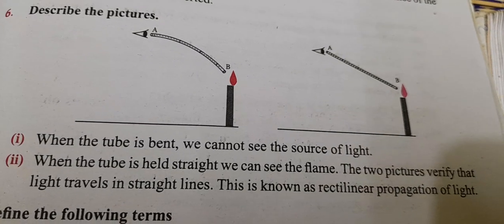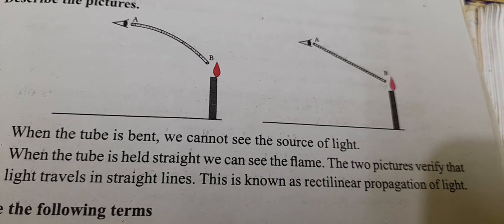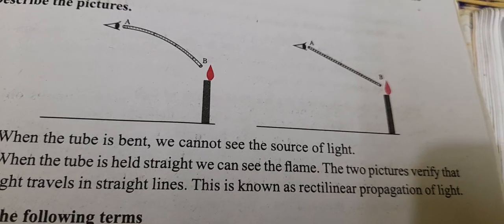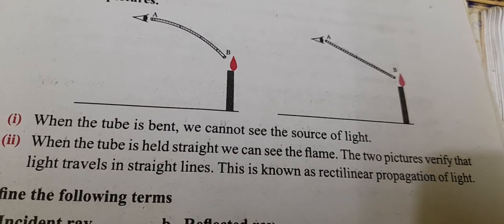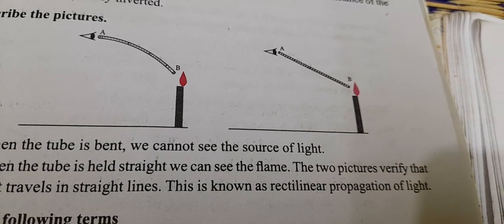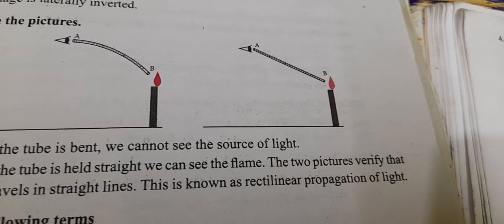Sixth one: describe the picture. When the tube is bent, we cannot see the source of light. When the tube is held straight, we can see the flame. The two pictures verify that light travels in a straight line. This is known as rectilinear propagation of light.